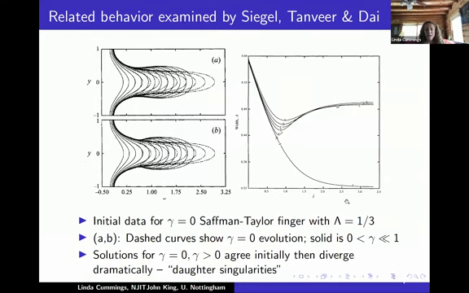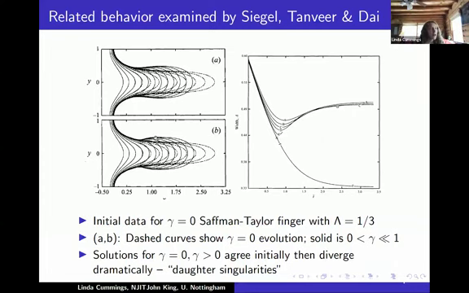And as an aside, although again, we're not really talking about Saffman-Taylor here, related behavior was found for the Saffman-Taylor problem by Siegel, Tanveer, and Dai. So they carried out numerics for small positive surface tension. And what they did was they started with initial data that corresponded to a lambda equals 1/3 zero surface tension finger solution. So here, the dashed curves that you see, those are the zero surface tension solution, which forms a regular Saffman-Taylor finger of width 1/3. Remember, any finger width is allowable when surface tension is 0.